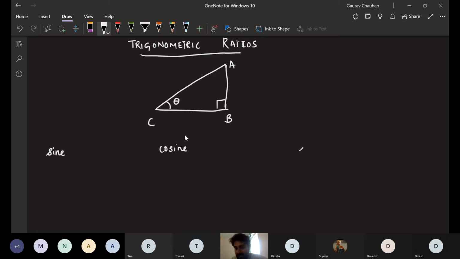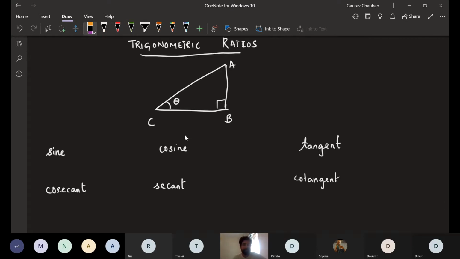The third name is tangent. This is different from the circle tangent, so just keep that in mind. Fourth one is cosecant. Don't write anything as of now. Cosecant. Next one is secant, S-E-C-A-N-T. Next one is cotangent. These are the 6 trigonometric ratios.